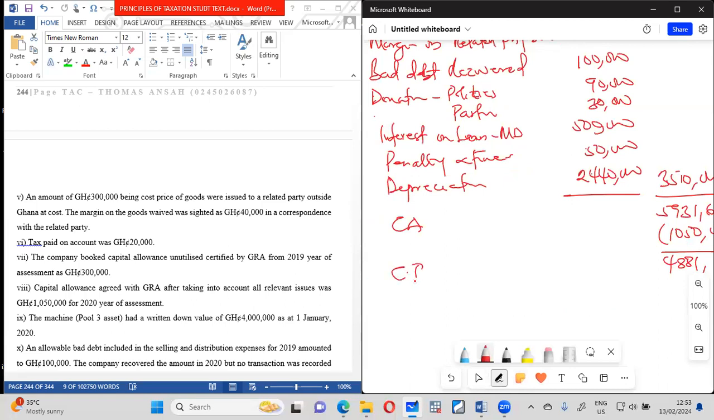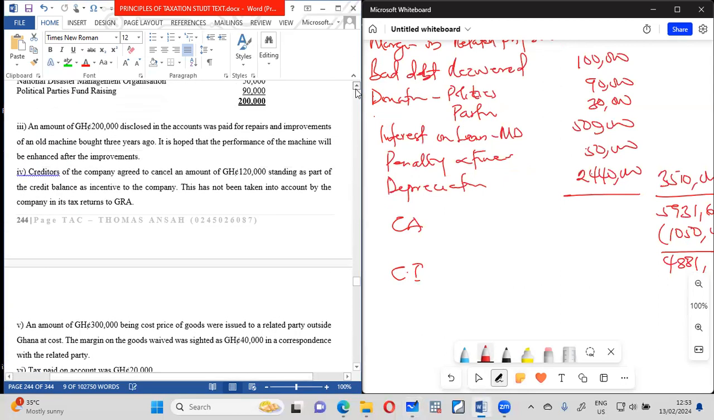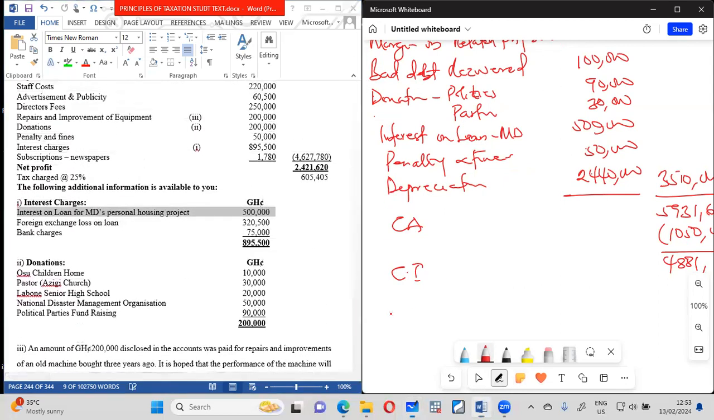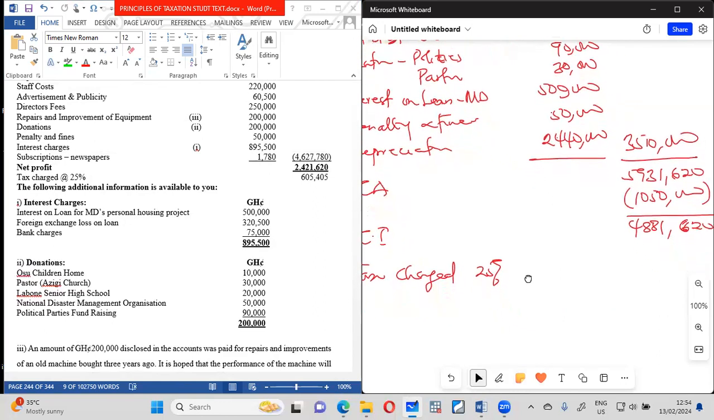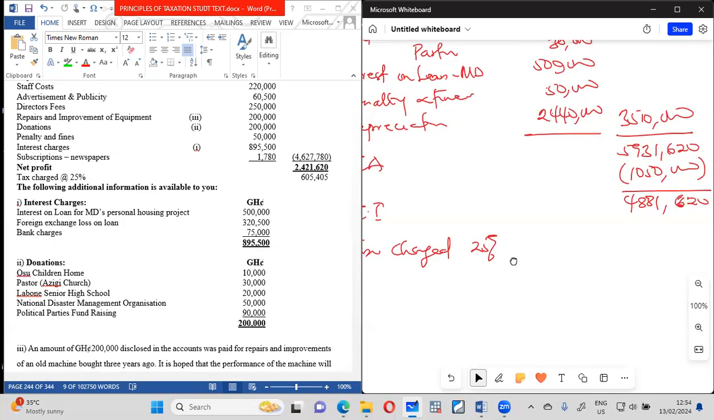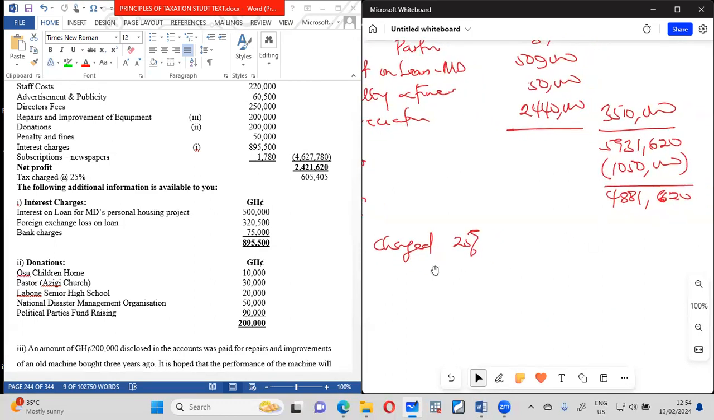Then I have the chargeable income, on which of course the company pays tax according to this question. I saw some 25% in here. The tax charge will be 25%. All right. So 25% on what? On this value that we have. So I punch everything, 4881,620 multiplied by 0.25. So the tax they are actually supposed to pay, the tax charge, is 1,220,405. That is what I have.